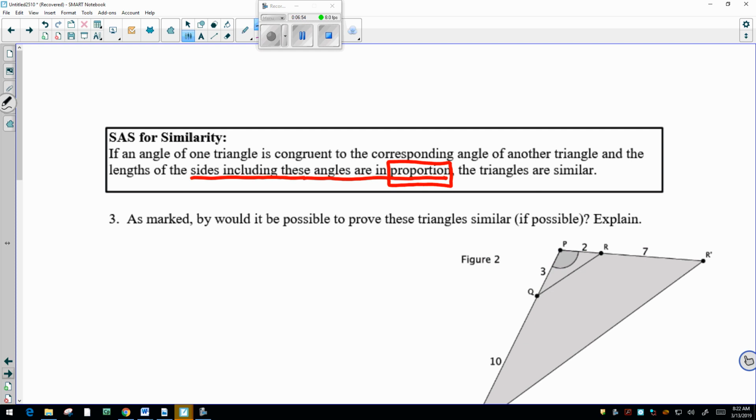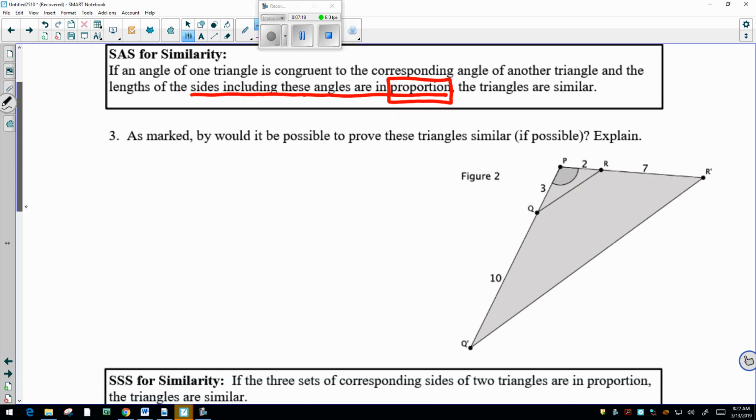Here's our big key difference. It's not that the sides are congruent, but the sides are in proportion. So side angle side similarity, angles are congruent, sides are in proportion. If I were to summarize that, I'm going to say angles are congruent, sides are in proportion, and this should sound very similar because that's exactly what we said was going to happen when we did a dilation.